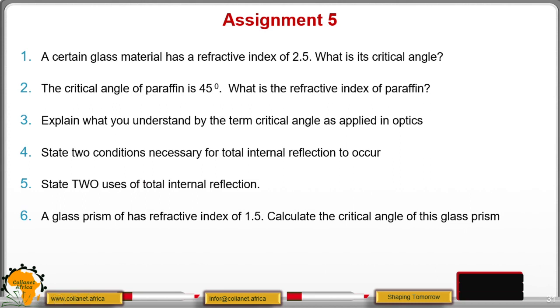Then from there we have the assignment. The assignment is testing what we have just learned. So make sure that you attempt and get everything in this assignment.